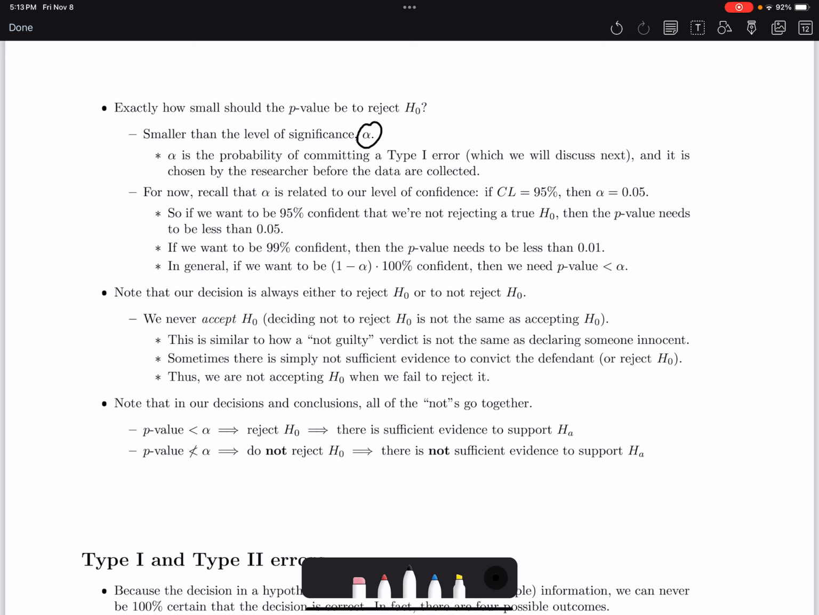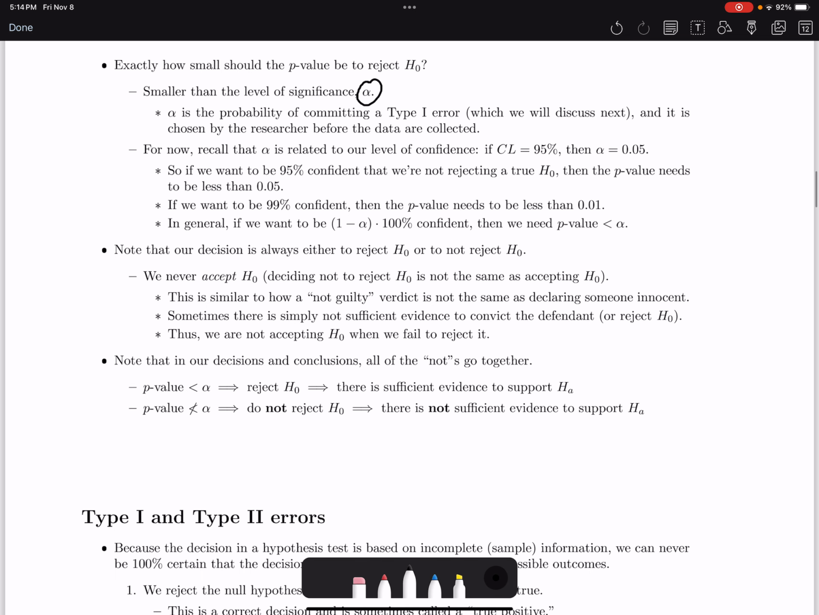But alpha is chosen by the researcher before the data are collected. For now, just recall that alpha is related to our level of confidence, right? Our level of significance is related to our level of confidence. In particular, they are complements of one another, okay? So if our confidence level is 95%, then our significance level is 5%. We typically will give a significance level as a decimal and a confidence level as a percentage, but clearly they're still complements of each other, right?